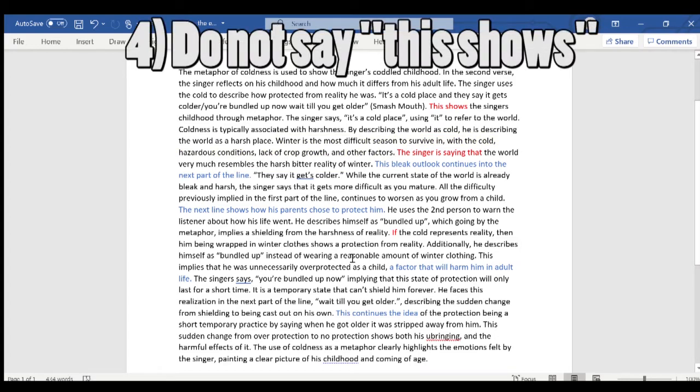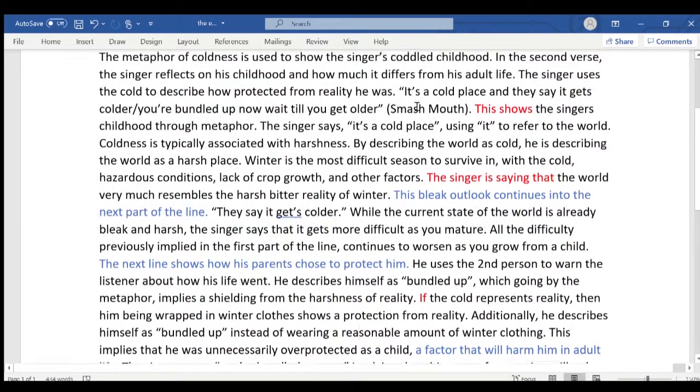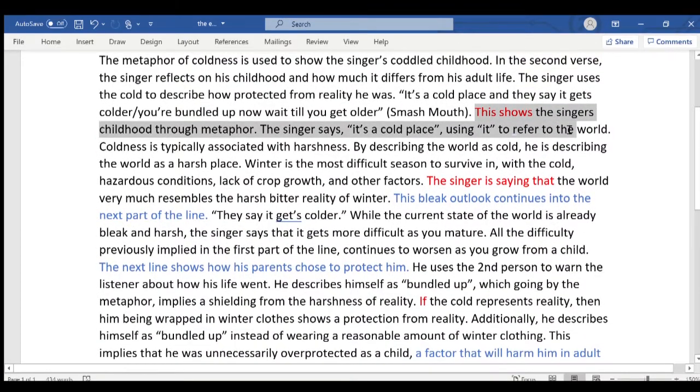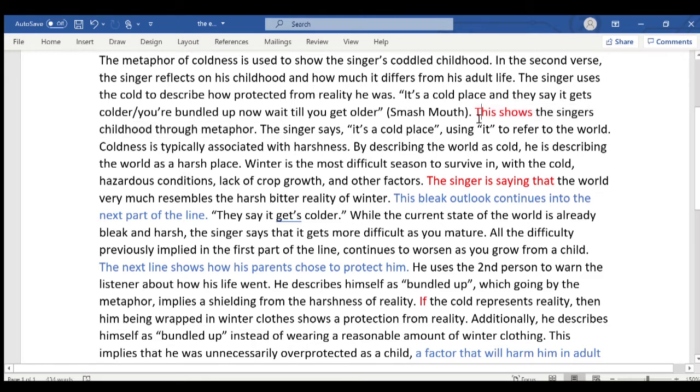Okay, so now the final rule I'm going to touch on is an important one. No, this shows. As you can see here at the beginning, I say, this shows the singer's childhood through metaphor. That is weak writing. That makes me seem unconfident in my point. It seems like I'm a little unsure of what I'm saying. Bad quote. Never say this shows. It's just a bad idea. Instead, I'm going to rewrite this.